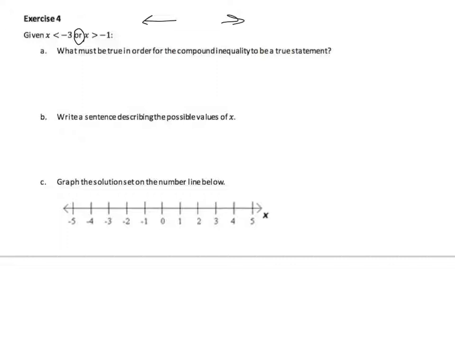So what must be true in order for the compound inequality to be a true statement? Remember the ors? So one of the inequalities must be true. That's what the or means. One of them must be true, or both of them can be true, but you have to have at least one, okay?